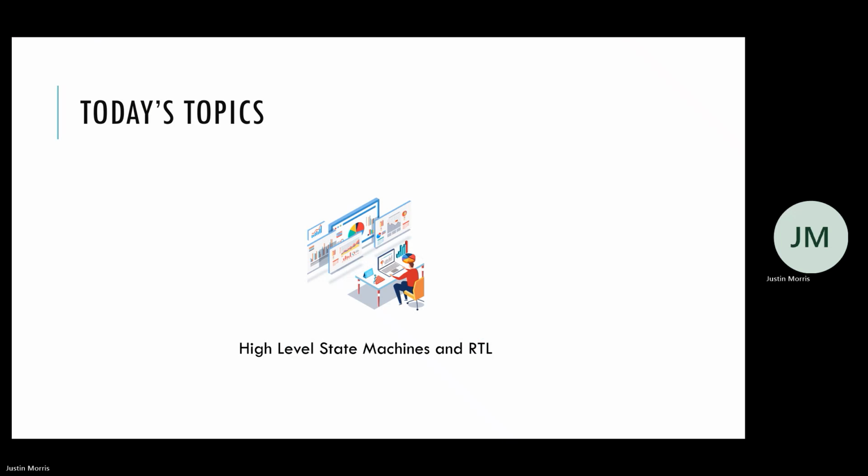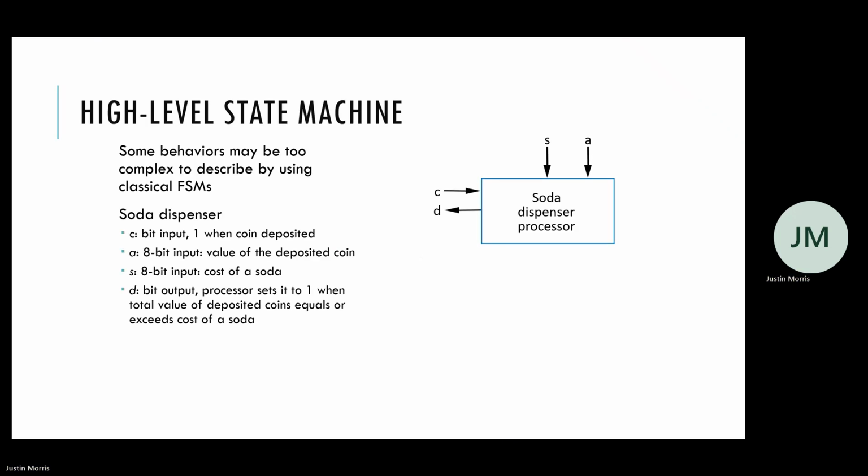All right. So, like I mentioned, we are going to start high-level state machines today. I don't expect to finish the set of slides today. We'll finish them next week. But why do we need high-level state machines? So some behaviors might be too complex to describe by using just normal finite state machines.